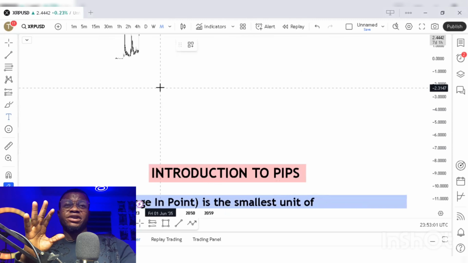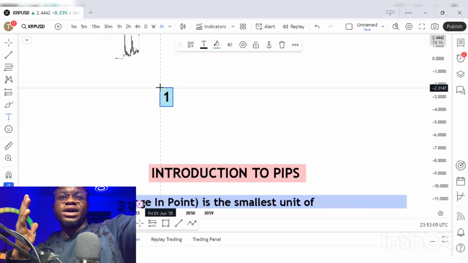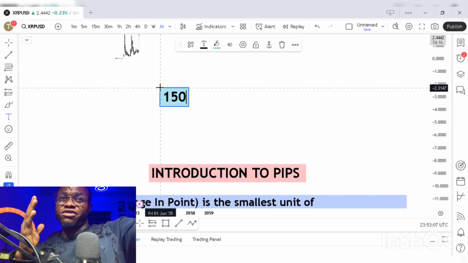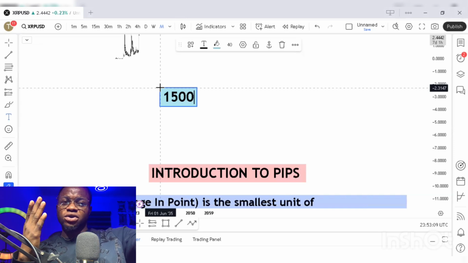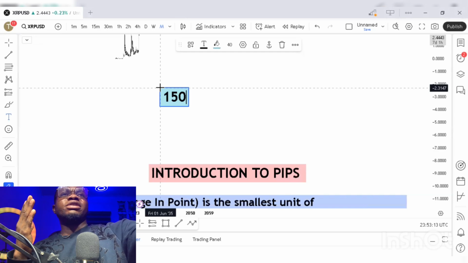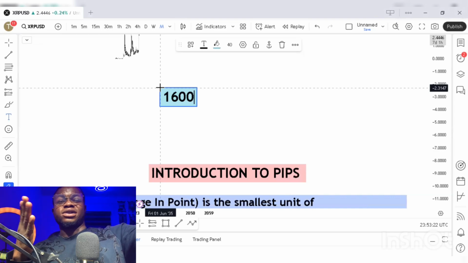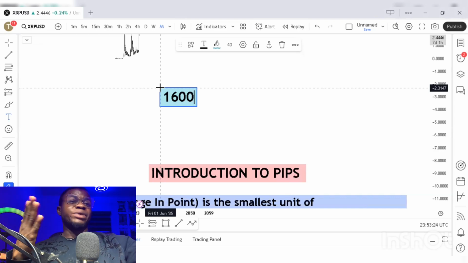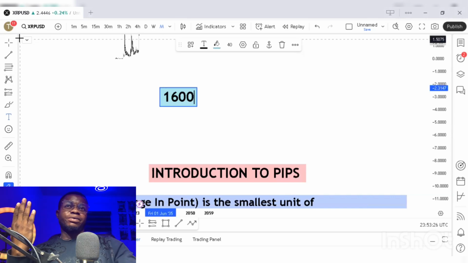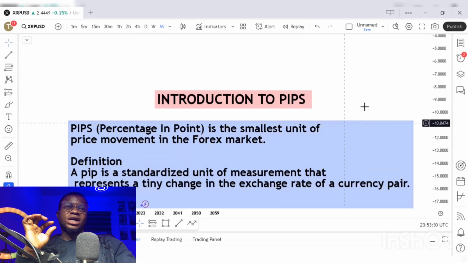Then let me just make this very, very understandable for you. Let's say you are buying the dollar at 1,500. That is the amount you're buying $1 per naira. Then the value increases to 1,600 per dollar. So you measure it via pips. So the 1,500 to 1,600 is a pip movement in the price. This is just an illustration though, but don't worry, you'll understand better as we go on.